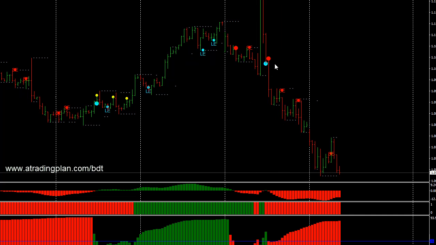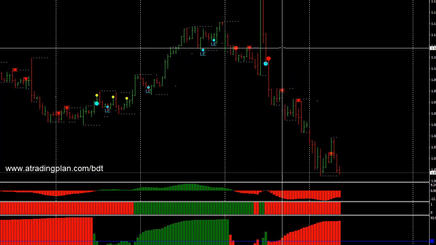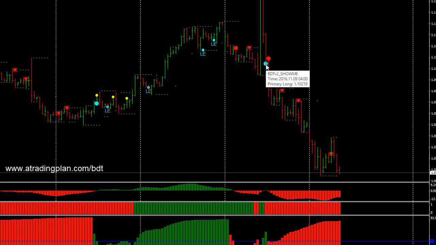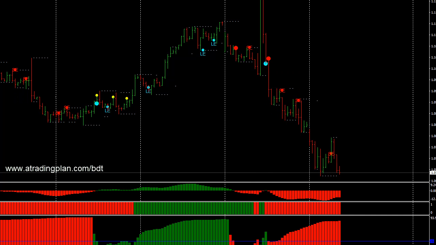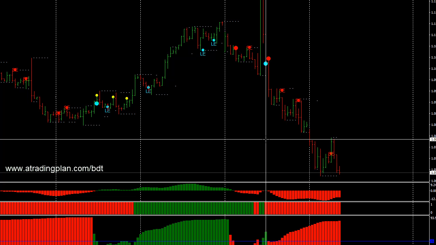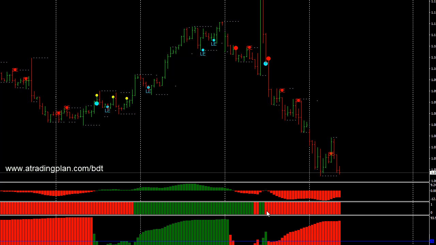And then we have a change in trend here. That's what this blue dot means. This is actually a primary long trade. And again, you could take this trade. Everything's pointing to the upside, right? This is just red down here. Market sentiment. But again, it depends on your time frame of trading.